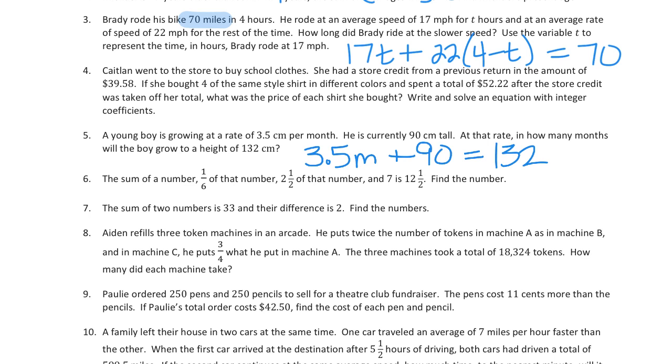Number 7. The sum of two numbers is 33. So my answer is 33. And their difference is 2. Find the two numbers. Okay, so our first number is n. Our second number would be n minus 2, because when they're subtracted, there's only a difference of 2, so something less than that. And then the total, when they're added together, is 33.